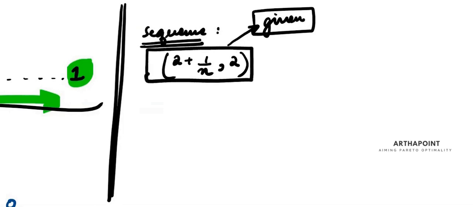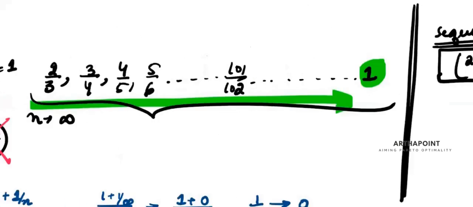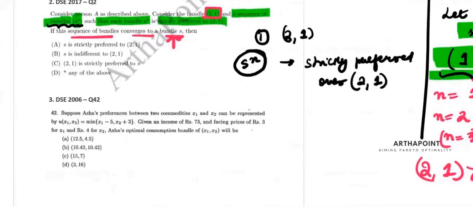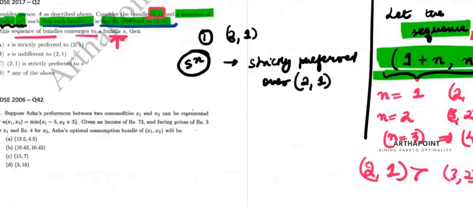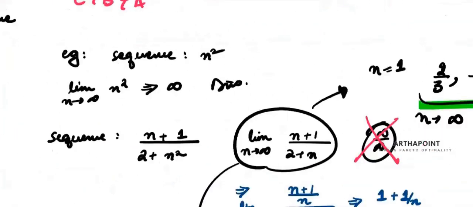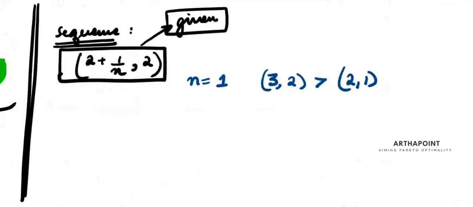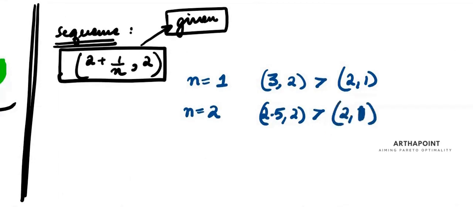Now again, try with different values. Put n equal to 1. You will get 2 plus 1, 3 by 2. This is preferred over (2, 1), right? This is what it says: each bundle Sn is strictly preferred over (2, 1). So (3, 2) is preferred over (2, 1). Put n equal to 2. You will get 2 plus 1 by 2, which is 2.5, 2. So this is also preferred over (2, 1). This is given to you.